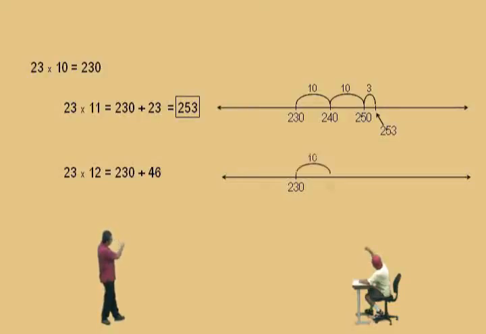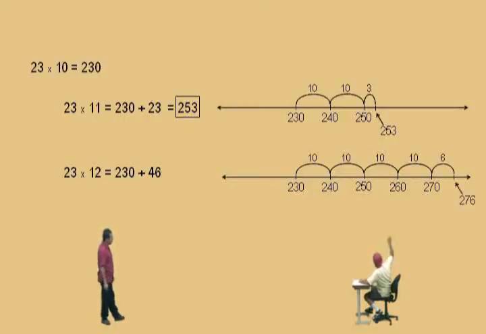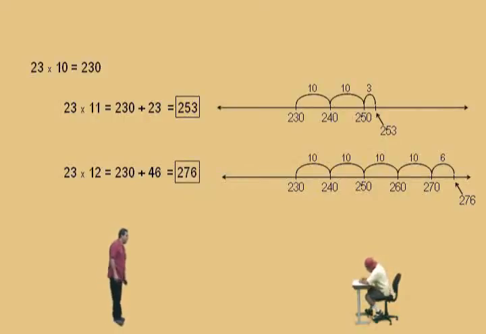230 plus 10 is 240, plus 10 more is 250, plus 10 more is 260, plus 10 more is 270. So there's 230 plus 40, but remember we're trying to add this 46, so we need to add 6 more. So what do we get, Charlie? 276. Very nice. So that's 23 times 12. A lot of you are saying, hey, I can just use this vertical format and do it. Yeah, we'll talk about that vertical format later. Right now we're trying to kung fu these things.